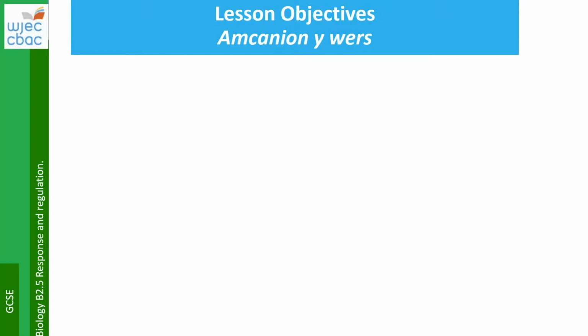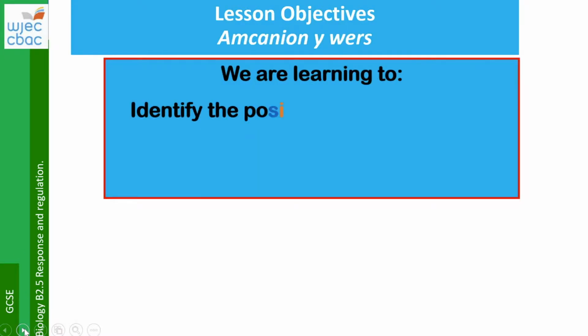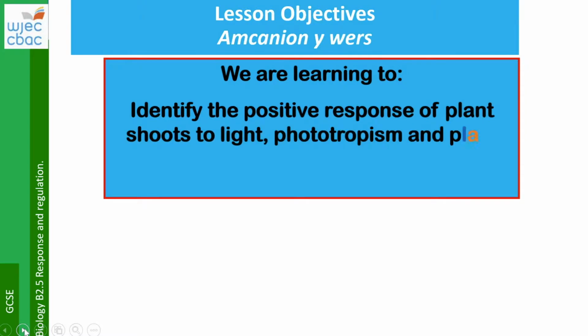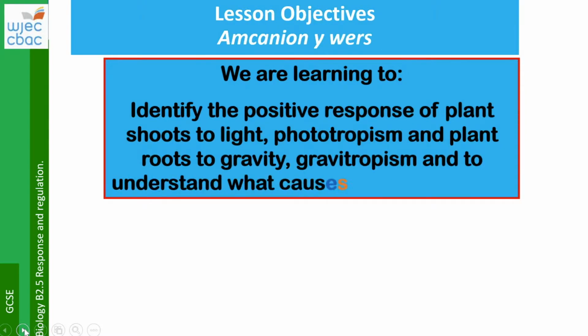So this is the second topic in your booklet, The Eye and Tropisms. We're going to look at tropisms in this video. So what does this mean? Our lesson objectives are to identify the positive response of plant shoots to light, phototropism, and plant roots to gravity, gravitropism, and to understand what causes these responses.